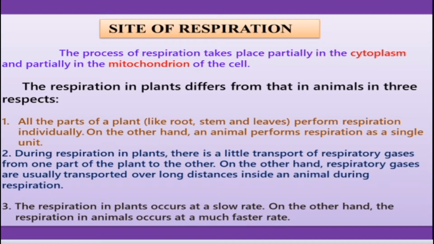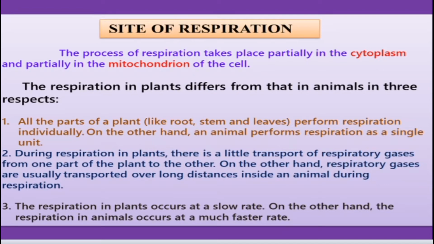Here, it takes place partially inside the cytoplasm of the cell and partially inside the mitochondrion of the cell. Both are equally involved, both partially produce energy, and whenever needed it will be used, and it is also saved. So we call the mitochondria the powerhouse of the cell.